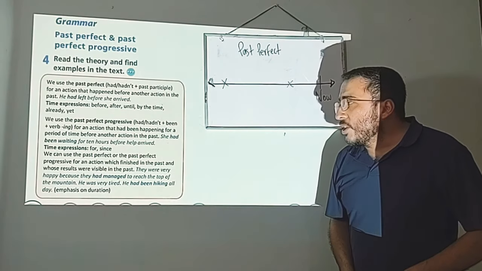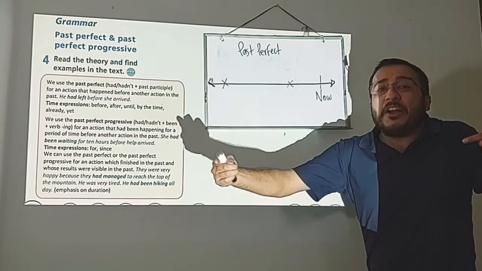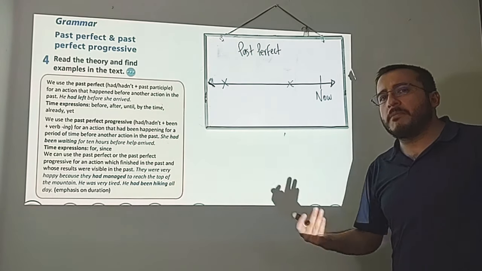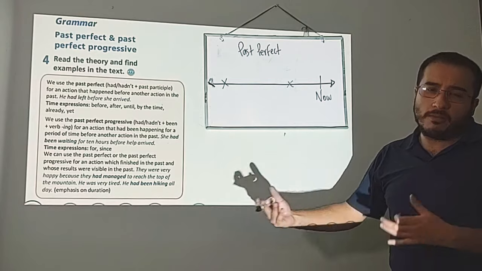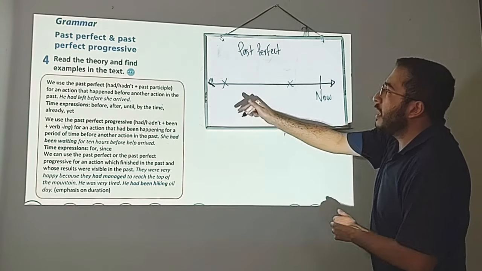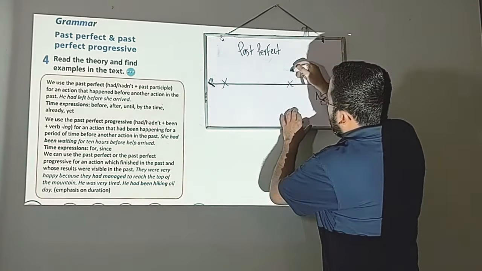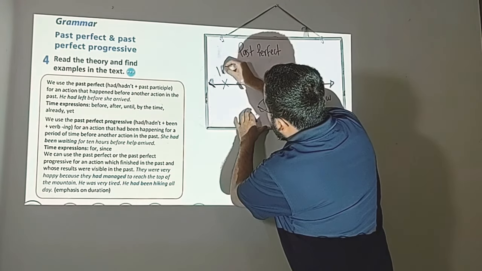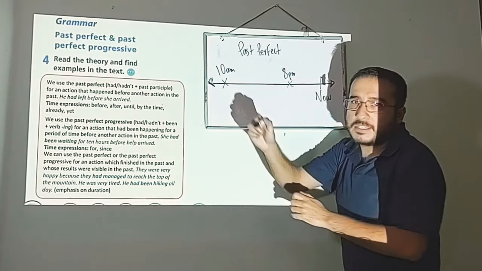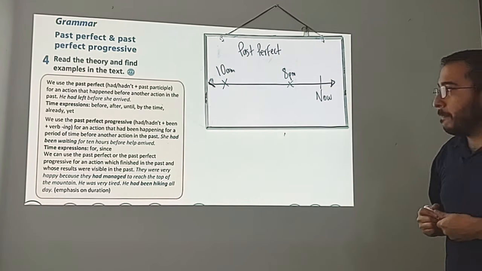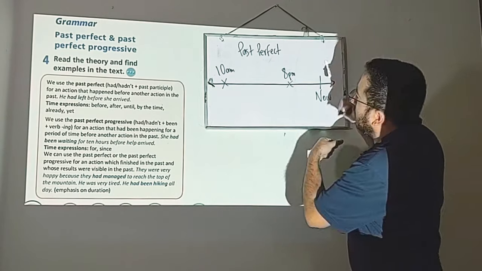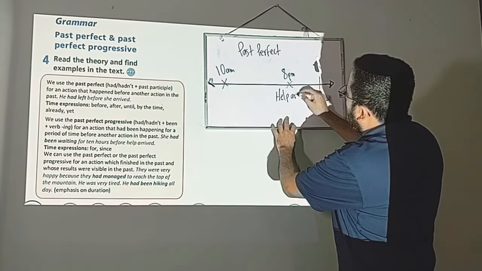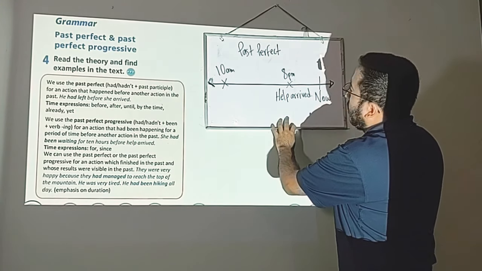Dice, she had been waiting for 10 hours, that's the duration, before help arrived. ¿Qué pasó primero? ¿Primero estuvo esperando o primero llegó la ayuda? Obvio, primero estuvo esperando, tuvo un accidente. Imagine in this point, here it's 8 p.m. and here it's 10 a.m. Okay? So, here, help arrived. Aquí llegó la ayuda. Okay?